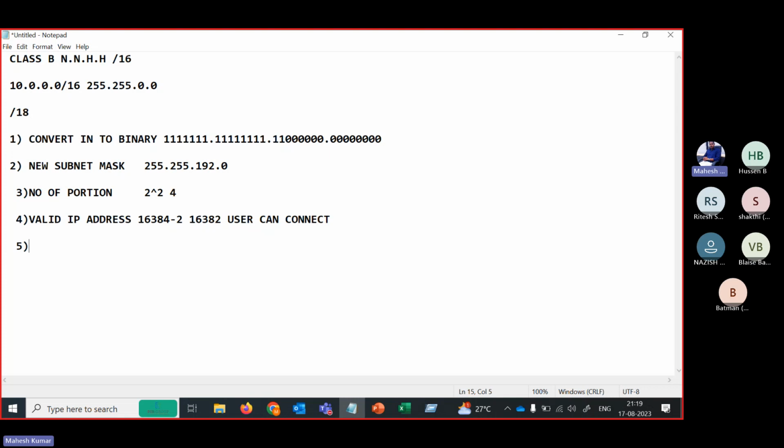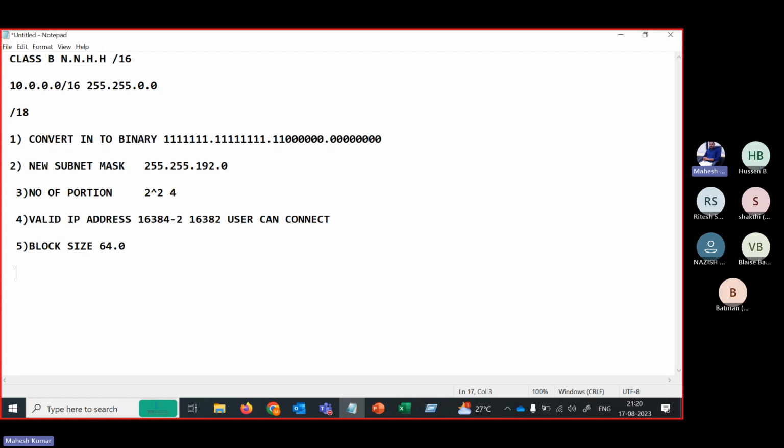Fifth step will be the block size. In the block size, what is our last value of this octet? 64, right? So block size will be 64. Why 64.0? Because we borrowed from the third octet. So this is our third octet, after this comes the fourth octet, and in the fourth octet we didn't borrow any bits, correct?